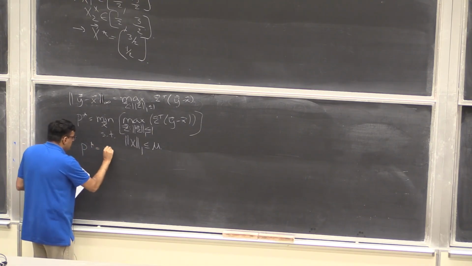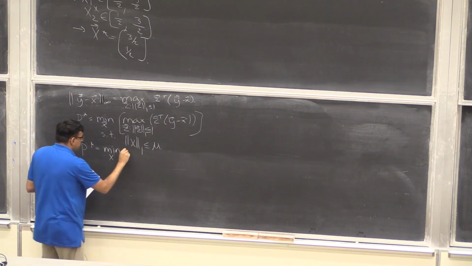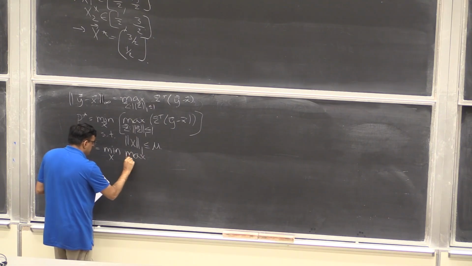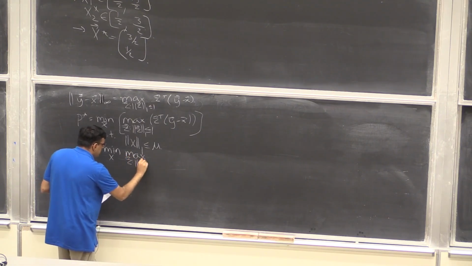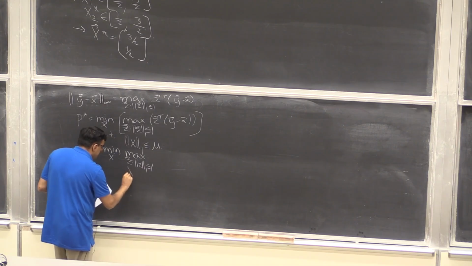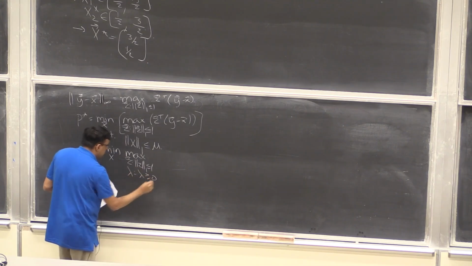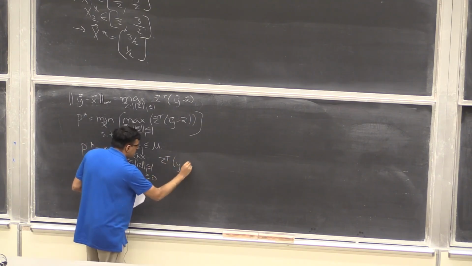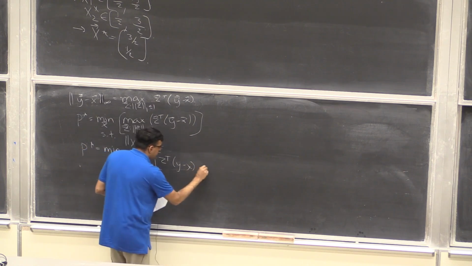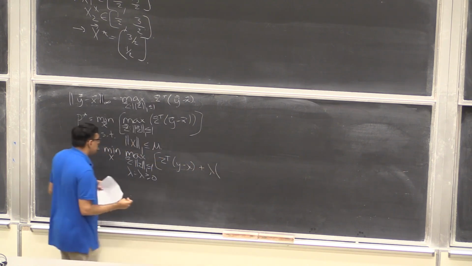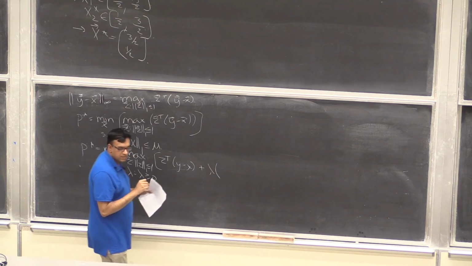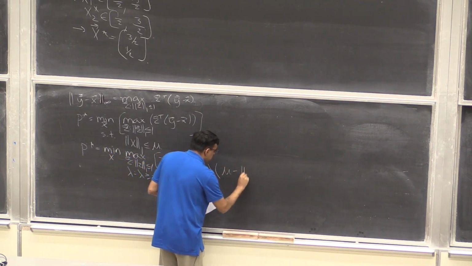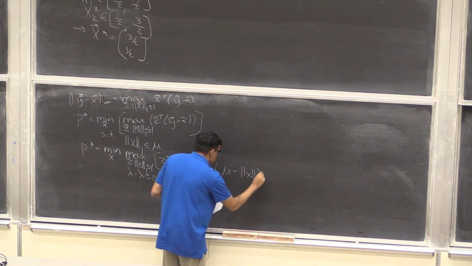We obtain that p star is min over x, max over z such that one norm of z is less than or equal to 1, and lambda greater than or equal to 0, of z transpose (y minus x) plus lambda times this constraint. Let me finish, please. Mu minus one norm of x.